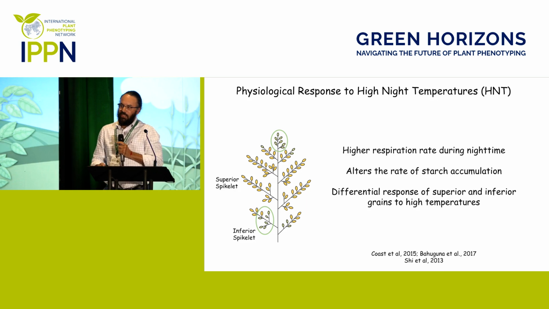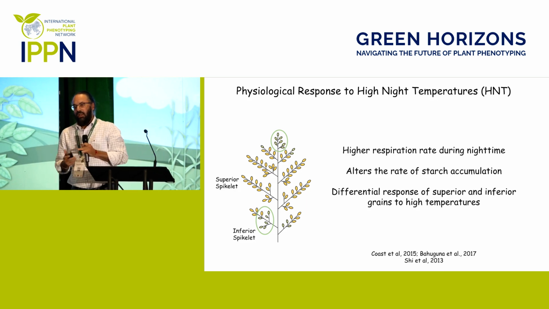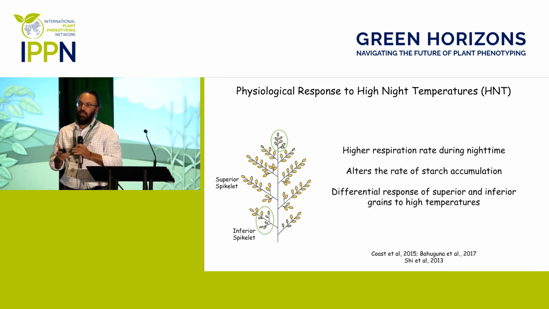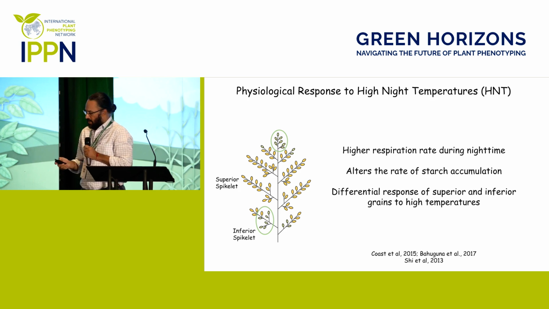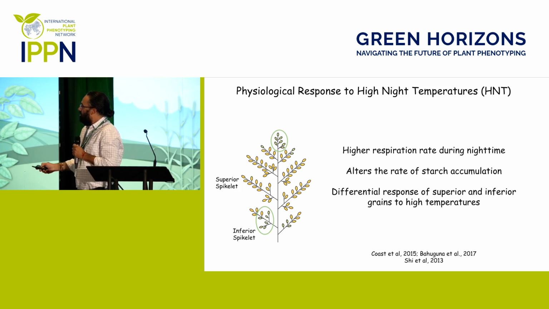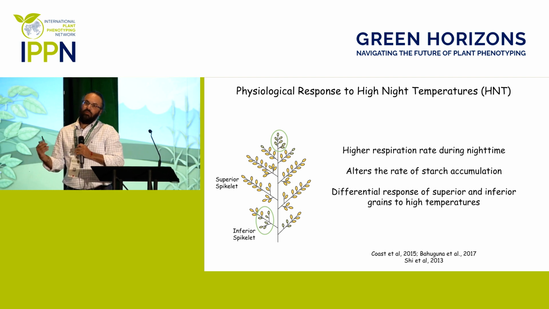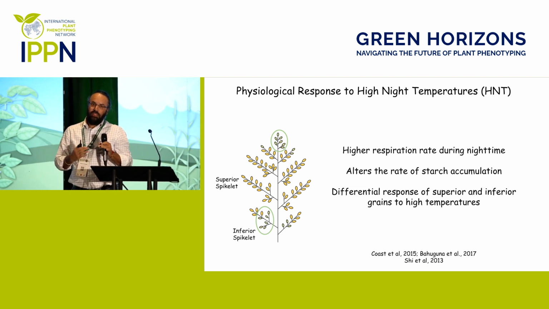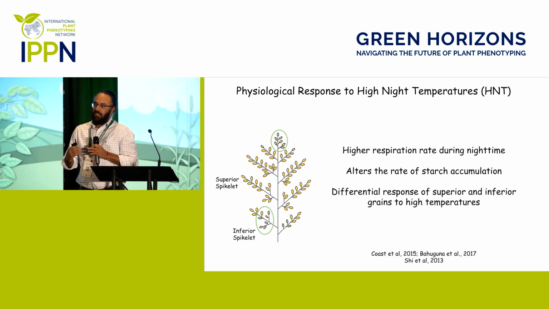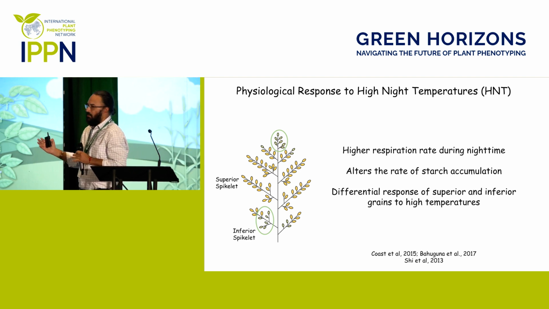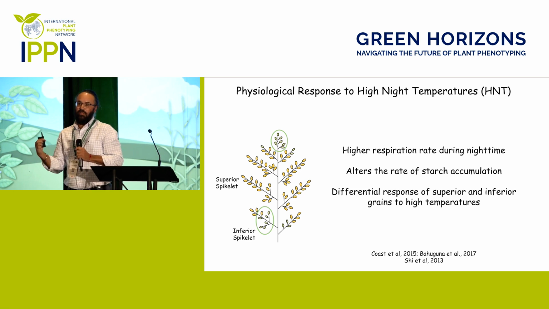So from a physiological perspective, we decided to focus on the reproductive stage. As the temperature increases at nighttime, the rate of respiration increases, so plants start to lose more of the carbon. During the vegetative stage, there's some evidence that plants are able to compensate because they're actively photosynthesizing, and they've got more carbon than they normally would have during the reproductive stage, where they're trying to actively store.